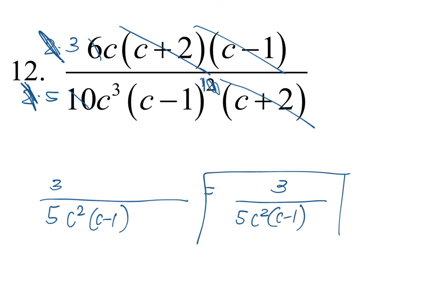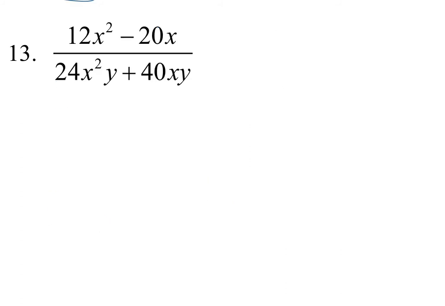And I just rewrote it to where it looked a little nicer. Now on number 13, I'm going to need to factor it, or at least try to factor it a little bit. Let's see, 12 and 20 have a 4 in common. They also have an x to the first power in common. If I divide out a 4x, that would give me 3x minus 5.